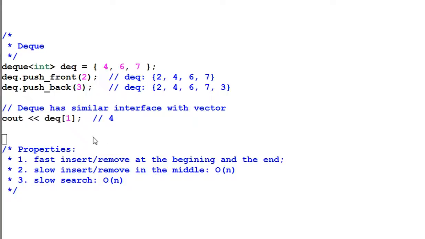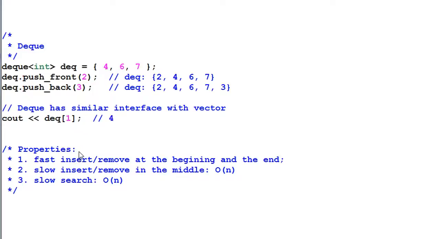Here I created a deque of integers that has 4, 6, 7. When I push front 2, 2 is inserted in the beginning of the deque. And when I push back 3, 3 is appended at the end. Although the underlying implementation of deque doesn't provide contiguous data, deque also provides random access just like a vector. So deque[1] is the element of 4.